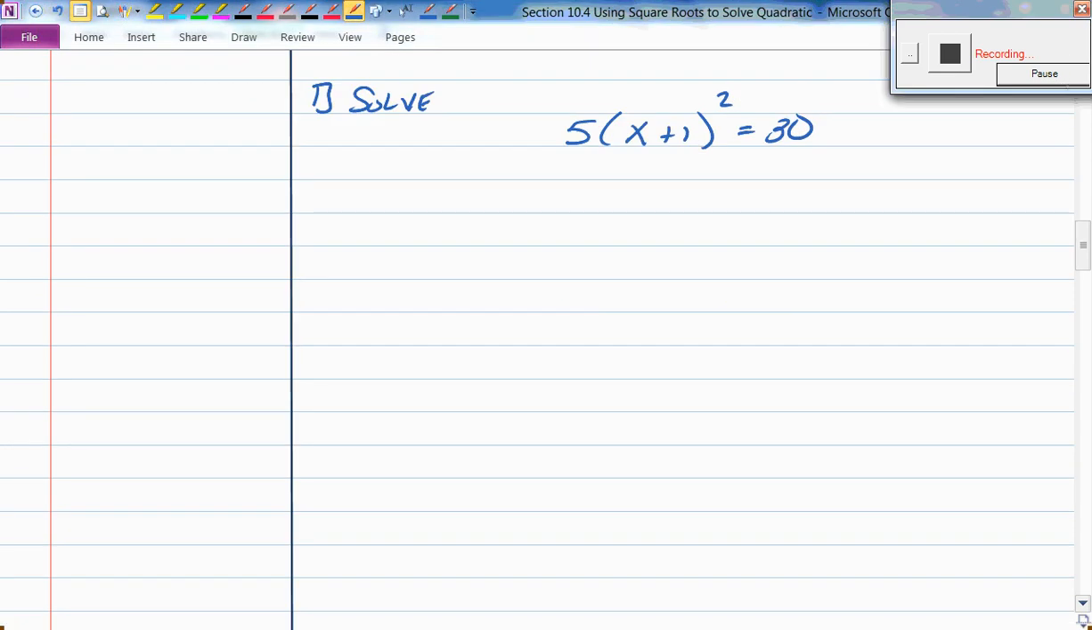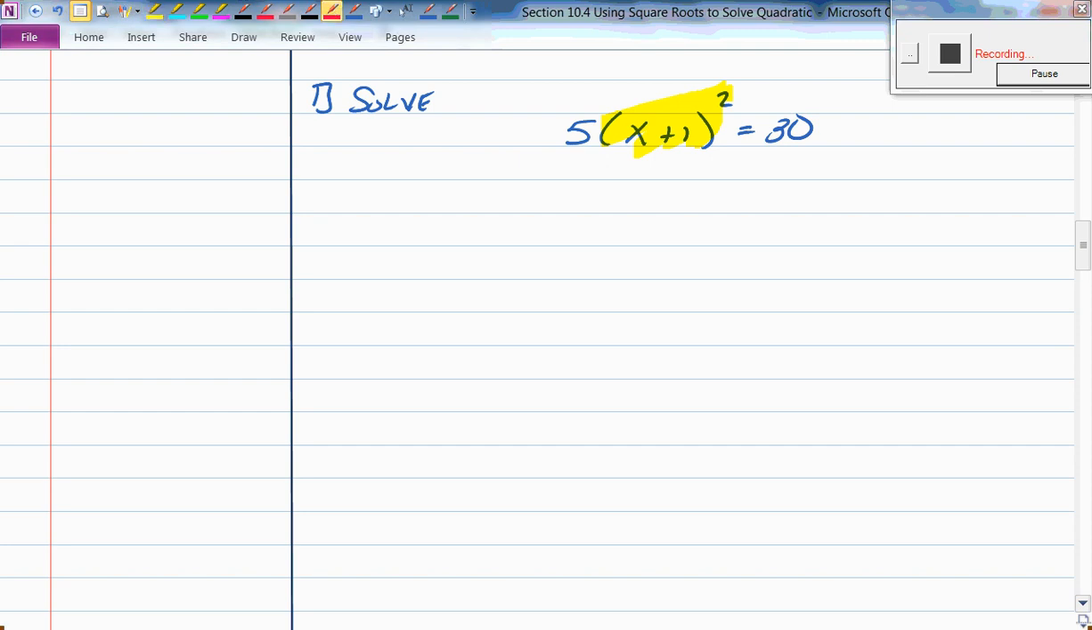Okay, we're going to solve this last quadratic. It says 5 times x plus 1 squared equals 30. Now, how do I know this is a quadratic? Because of the squared term. Very good. And I want to isolate my squared term. So that is all of this stuff, right? This is my squared term. So how do I get that stuff highlighted in yellow by itself? What do I do first?